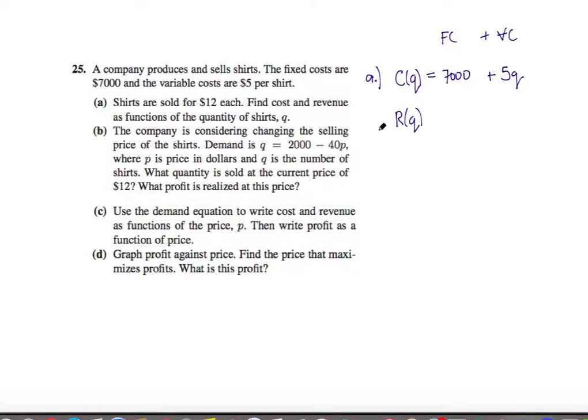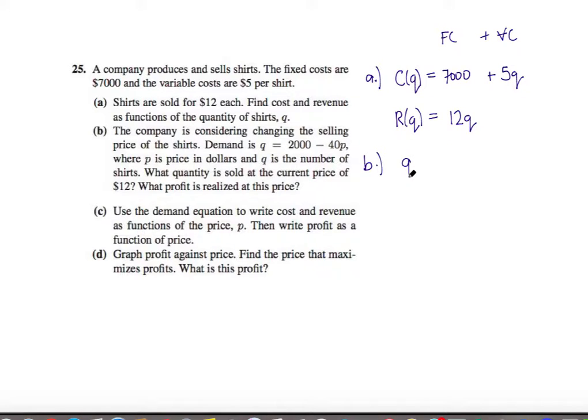For revenue, it says we're selling them at $12 each. So we're only going to be making $12 per shirt we sell. And that's all there is to the cost and revenue functions. Now B goes on to say, all right, we're going to change the price of the shirts. So the price of the shirt is no longer necessarily $12.